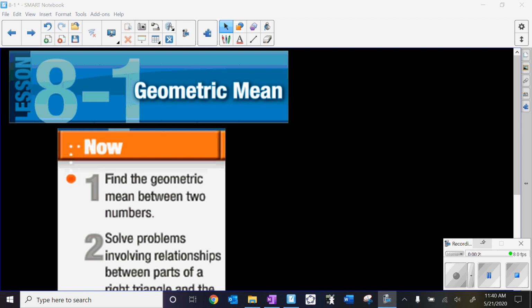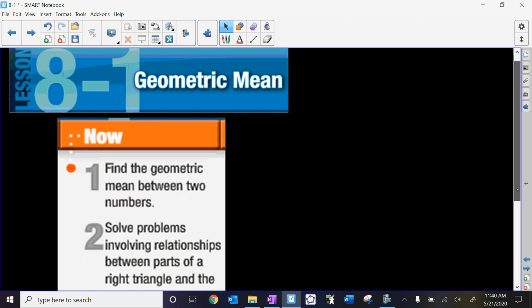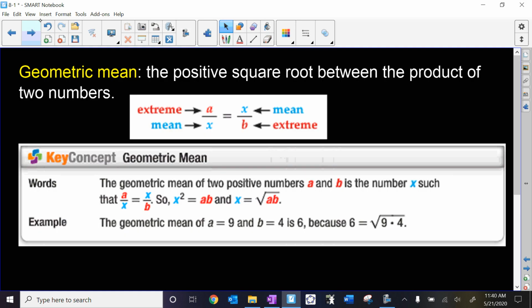So we're going to have to understand what is the geometric mean between two numbers. And then we'll look at solving some problems within right triangles that look at using the geometric mean when we drop an altitude. So first off, what is the geometric mean? The geometric mean is really the positive square root of the product of two numbers.